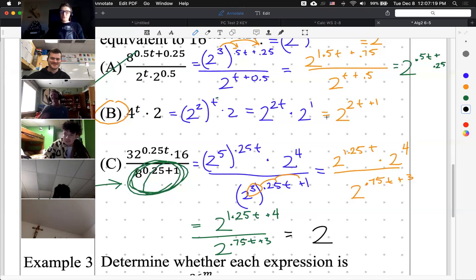So first, we need the common base, so you're going to subtract the exponents, and 1.25t and 0.75t are like terms, so you're going to subtract these and you're going to get 0.5t, and then you're going to subtract the 4 and the 3 plus 1. That'll be your final answer for number C.